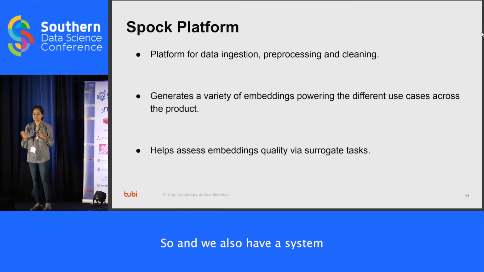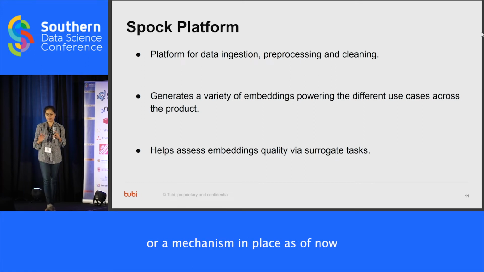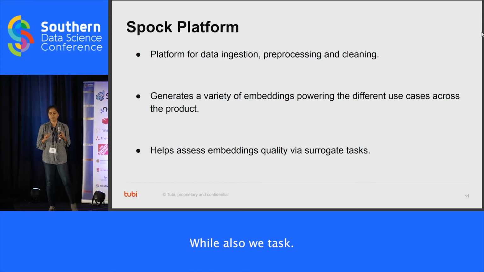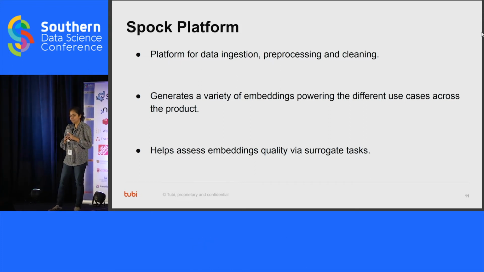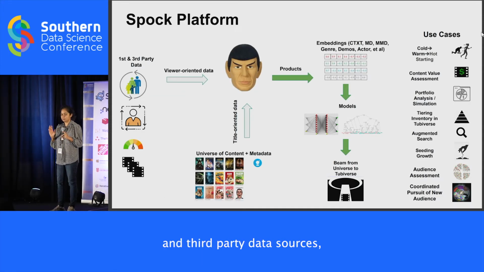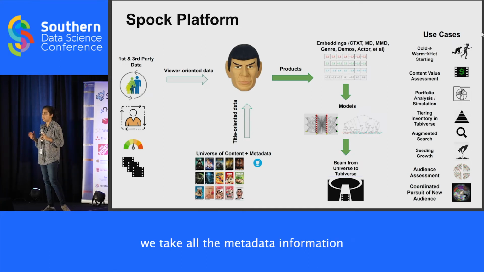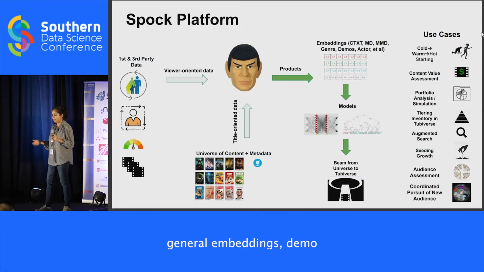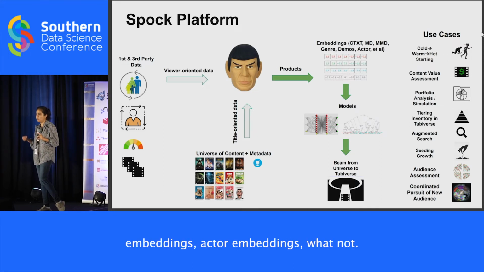And we also have a system or a mechanism in place as of now, which can help assess the quality of embeddings via surrogate tasks. So here's the overall picture of the platform. We take first and third-party data sources, we take all the metadata information, and we generate a huge bunch of embeddings: contextual embeddings, genre embeddings, demo embeddings, actor embeddings, whatnot.